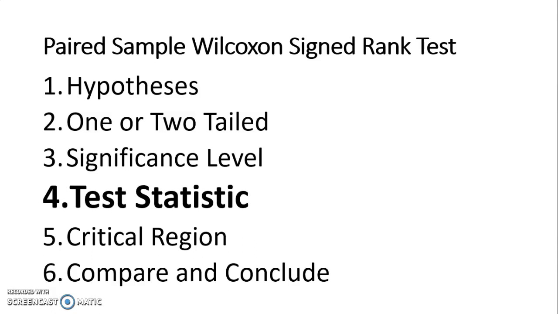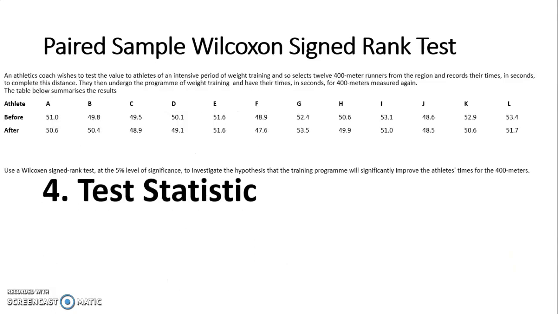So to calculate our test statistic for a paired sample Wilcoxon, we have 4 steps. The first one is to calculate the signed difference for each pair of data. So my alternative hypothesis for this one stated that I was going to do before, take away, after. That's the difference I'm looking for. So that's what I'm going to do for each athlete.